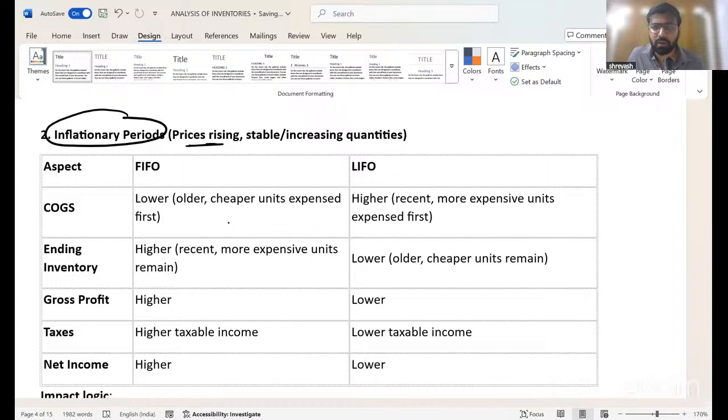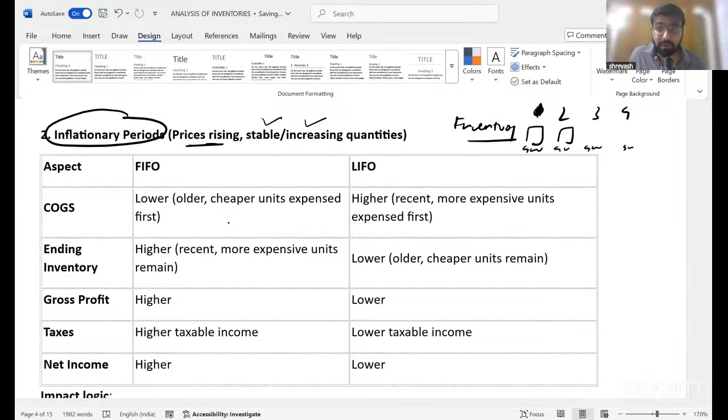Okay, but the quantity of inventory that you have is either stable or increasing. Basically, the inventory or stock you have over year one, over year two, over year three, the quantity of inventory is either stable, so it is either 400, 400, 400, 400, or it is increasing. It is not reducing, because if it reduces, some other effect happens. And we will talk about that later in the concept of LIFO liquidation.